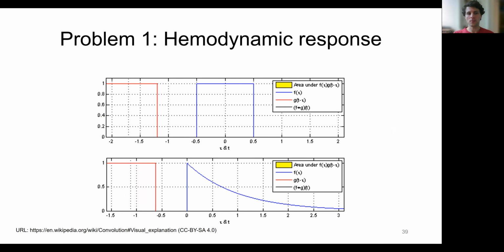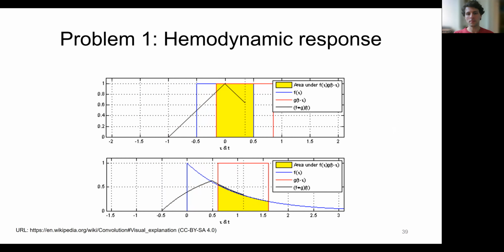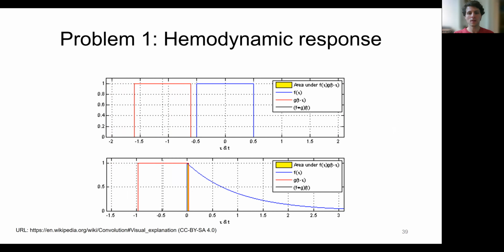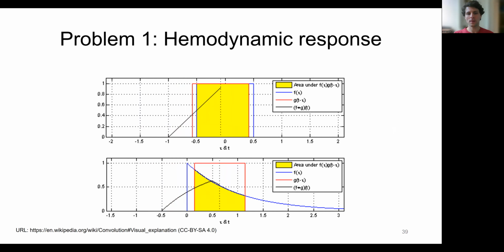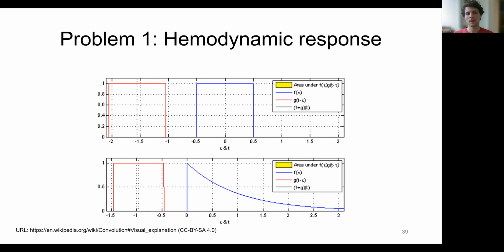Here's a visualization of convolution taken from Wikipedia, and maybe the bottom filter given in blue is more similar to our hemodynamic response function. So the red could be our stimulus functions. Then you can see that those stimulus functions are moved over the filter with which we want to convolve them. This gives us an aggregated signal over time, which we use for modeling the measured fMRI data.